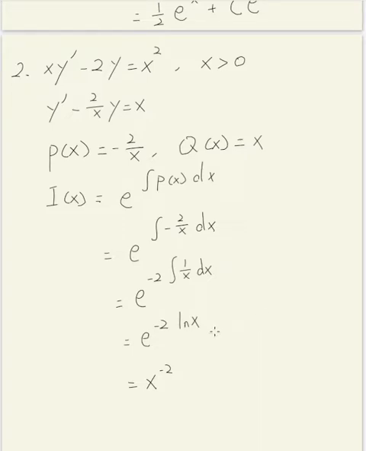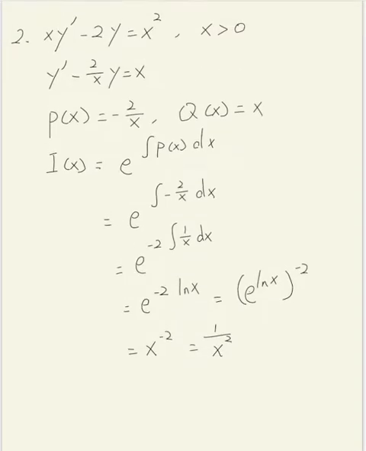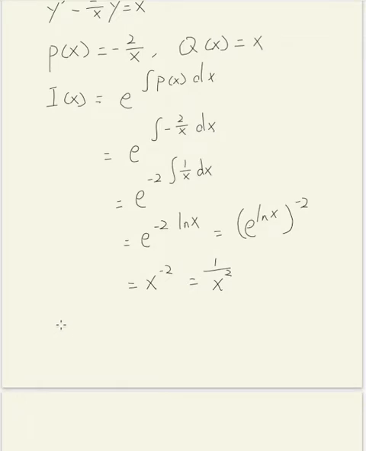If some of you are not sure about this calculation, what I'm doing is this. So this equals e to the ln of x, this entire thing to the minus 2. And e to the ln of x is just x, so we have this is x to the minus 2, or 1 over x squared. Okay, plug this in, we get y.